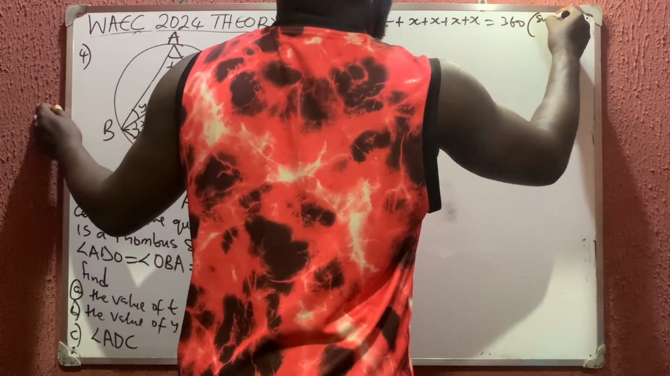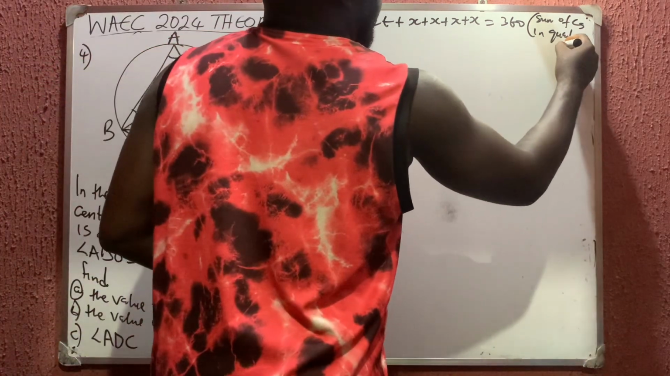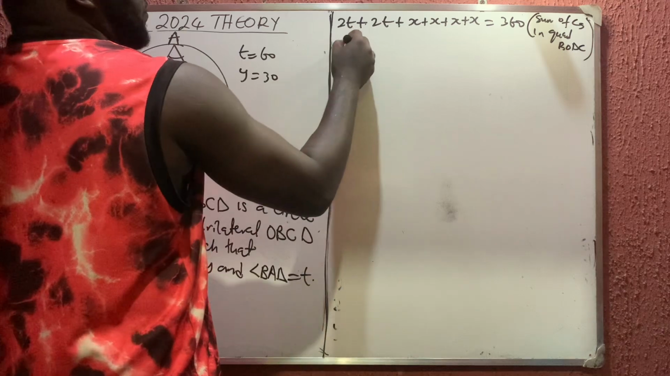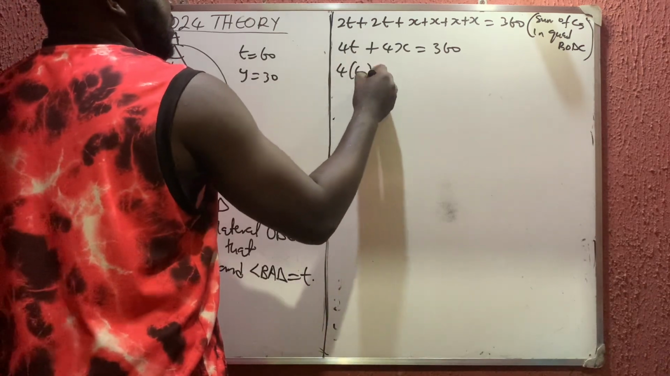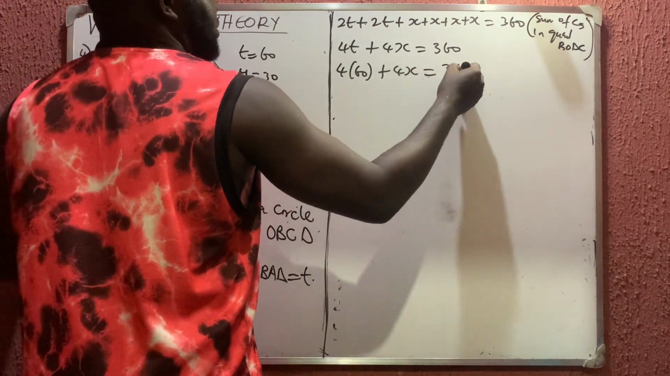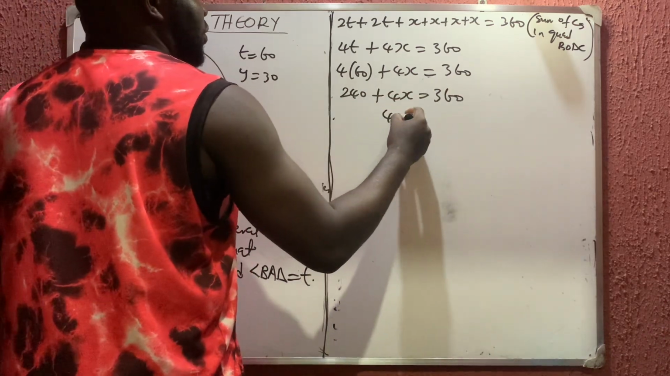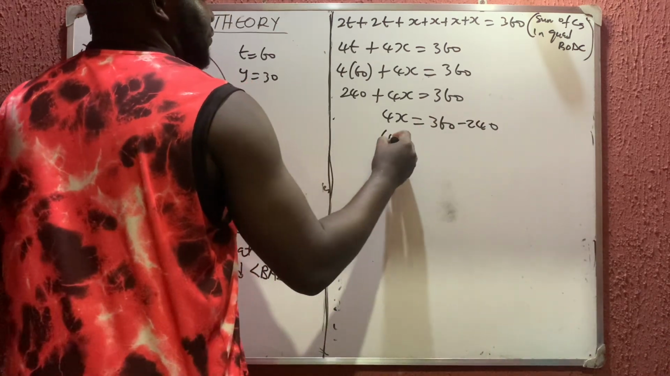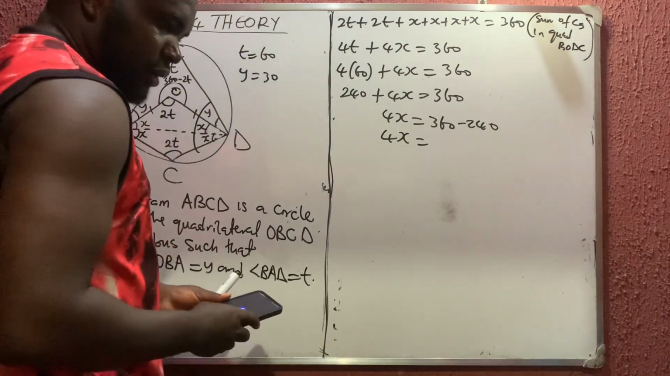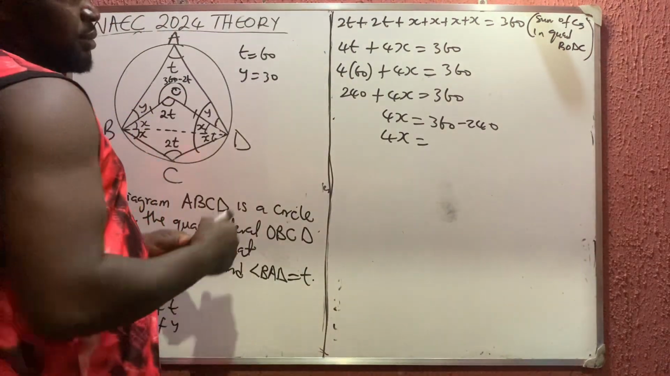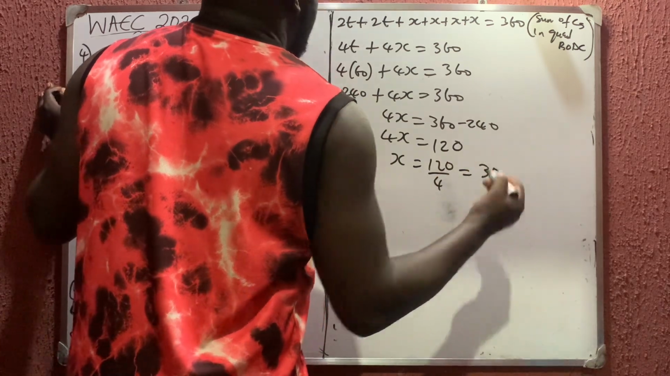And our reason is the sum of angles in quadrilateral BODC. Now we have that 4t plus 4x is equal to 360. So we're going to have 4 in bracket of 60 plus 4x is equal to 360. So 240 plus 4x is equal to 360. Therefore 4x will be 360 minus 240, which is 120. So my x will be 120 divided by 4, which is 30. So my x is equal to 30 as well.